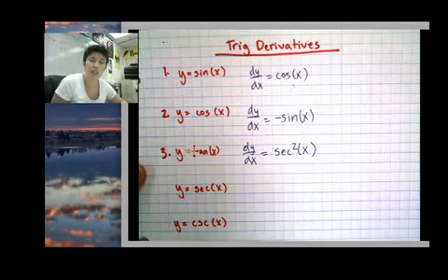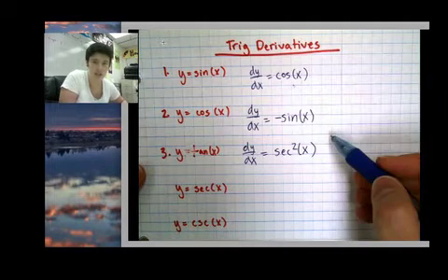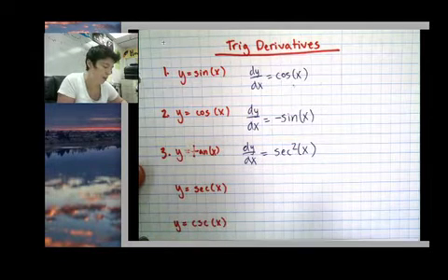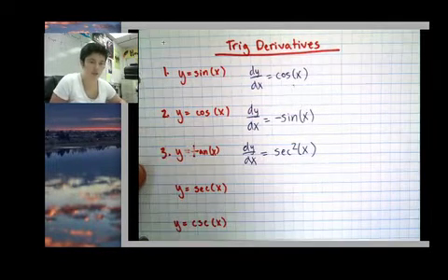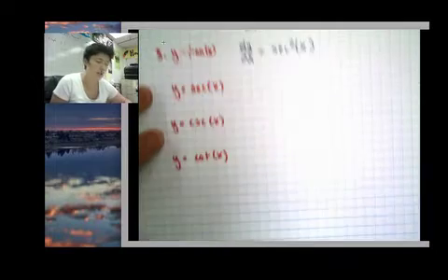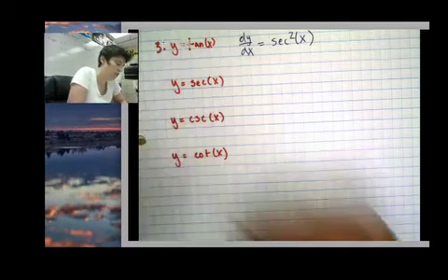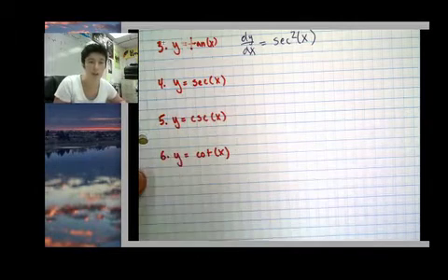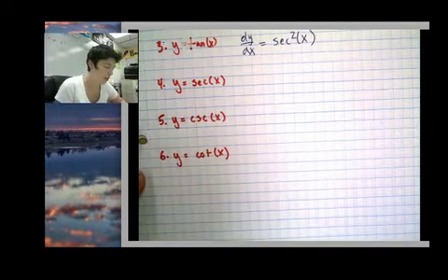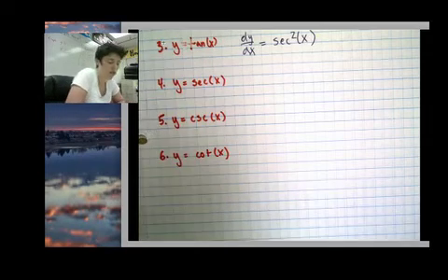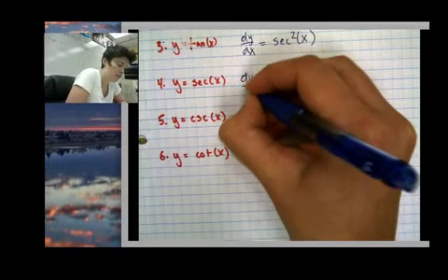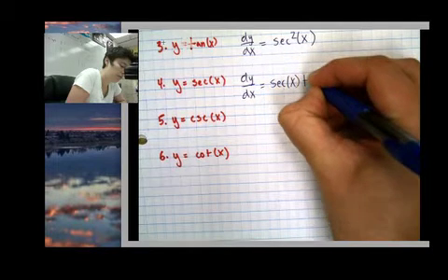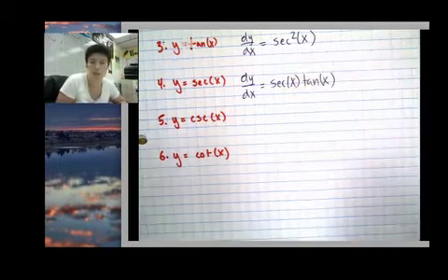So in all reality, if you can remember these 3, then the other 3 are kind of easy. They follow a similar pattern. So let's go down here and look at the other 3. The other 3 are secant, cosecant, and cotangent. So this is 4, 5, and 6 that you have to commit to memory. Secant, the derivative dy dx, is secant of x times tangent of x. So secant times tangent.